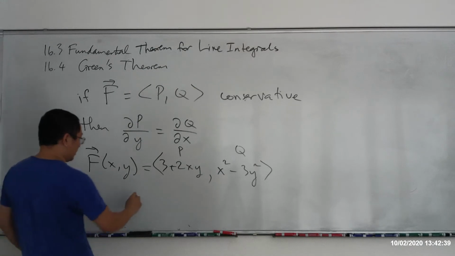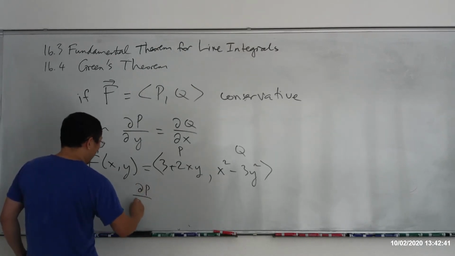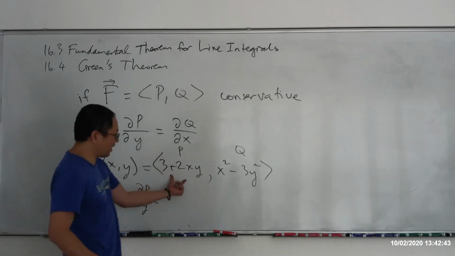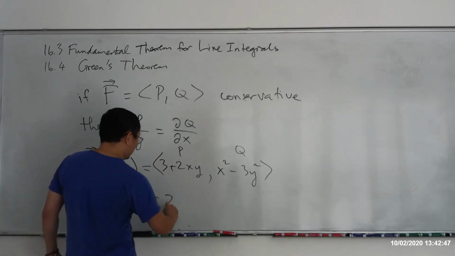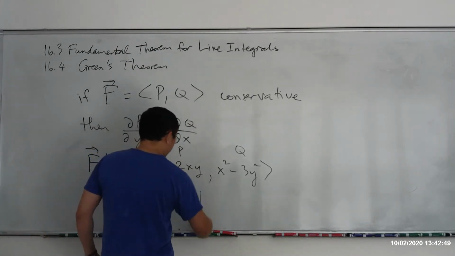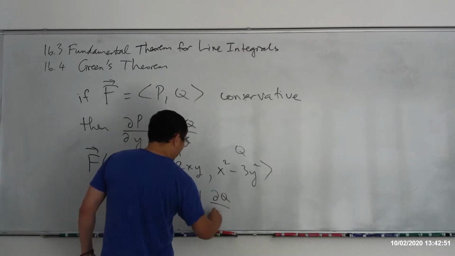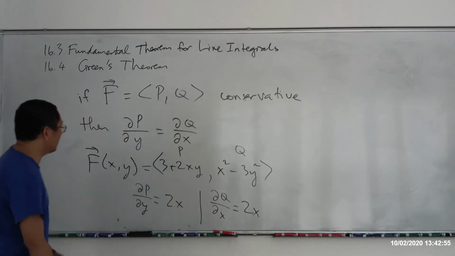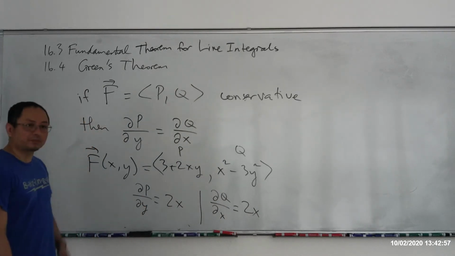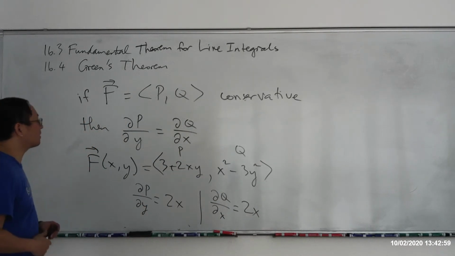So I'm going to check. dp over dy, this is x derivatives of dy, right? So dx dy, right? dy is what? 2x. The second one, dq over dx is 2x. They're the same. And you are safe enough to say what? The vector field f right here is conservative.